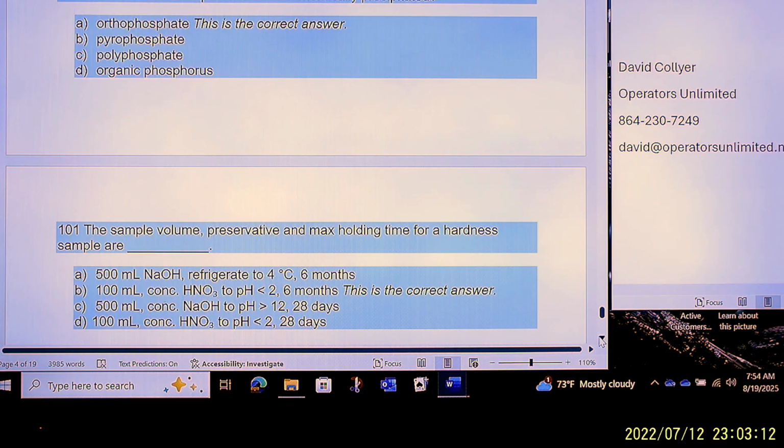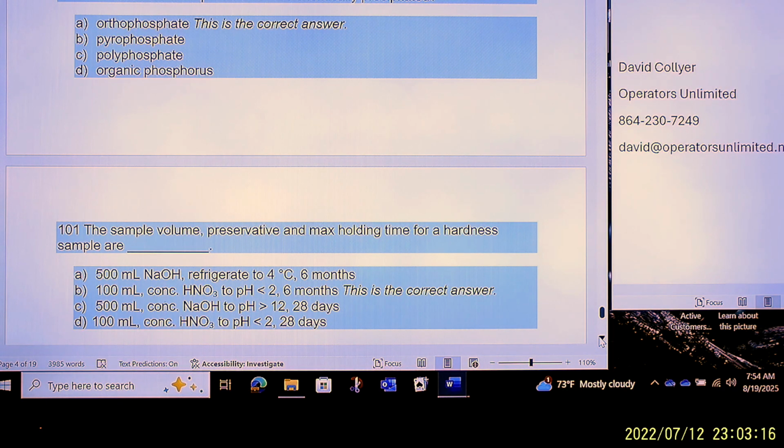100. Which form of phosphorus can be chemically precipitated? A. Orthophosphate. B. Pyrophosphate. C. Polyphosphate. D. Organic phosphorus. The answer to 100 is A. Orthophosphate.